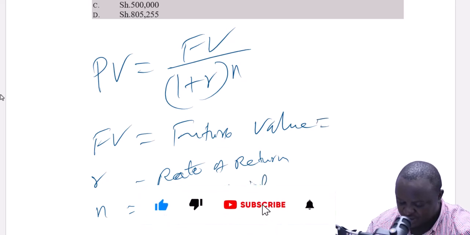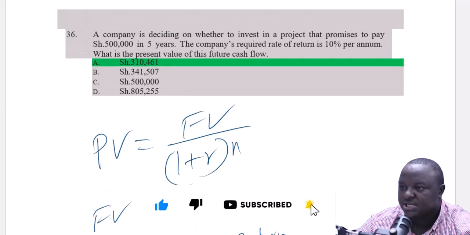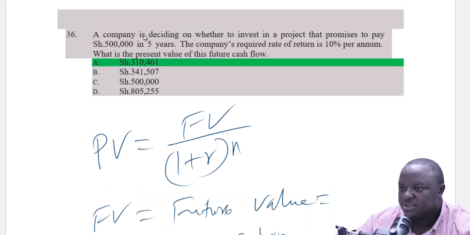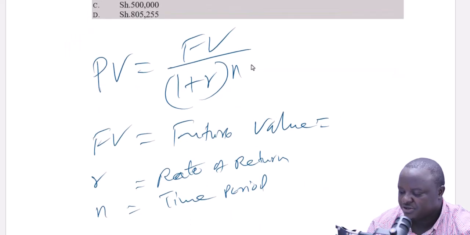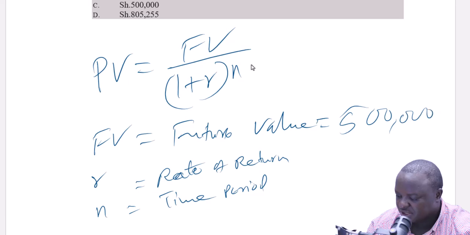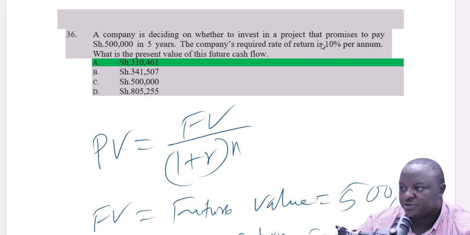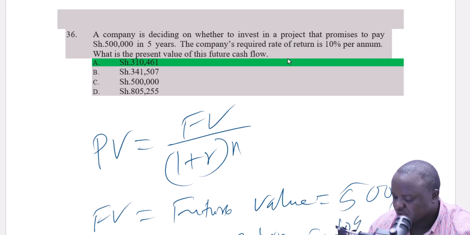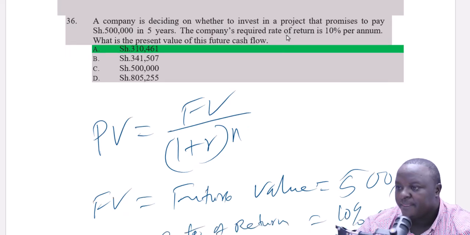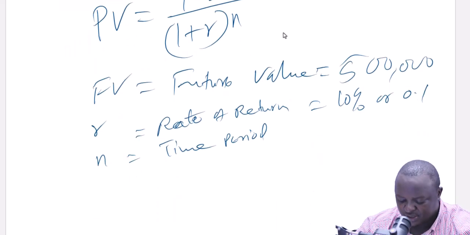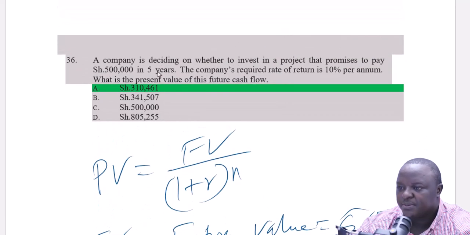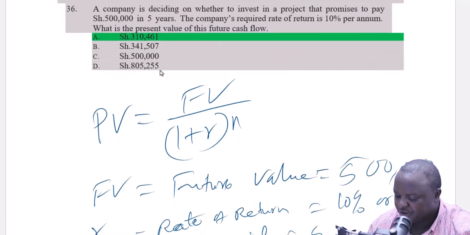So our future value that we have been given from the question is that the company is deciding whether to invest in a project promised to pay 500,000. So the future value we are looking at is 500,000 Kenyan shillings. The rate of return is 10% per annum, that is 10%, or 0.1. And then the time period, from the question, is a period of 5 years.